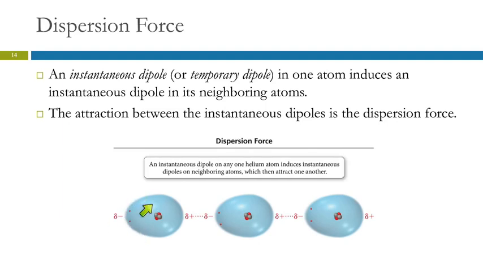So this is a spontaneous or an instantaneous dipole. It's temporary, and it can induce a temporary dipole in the neighboring atom. And then that one can do the same over here. So if we're talking about the cruises on the San Francisco Bay, it's a little bit like the ship was going past Alcatraz, right?